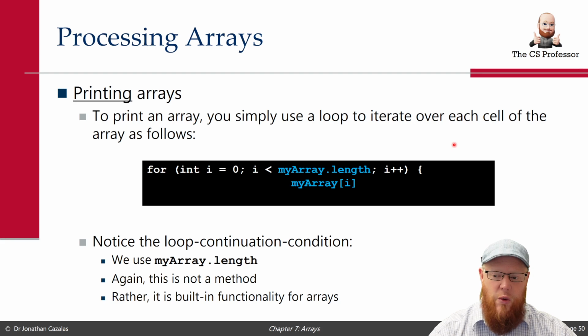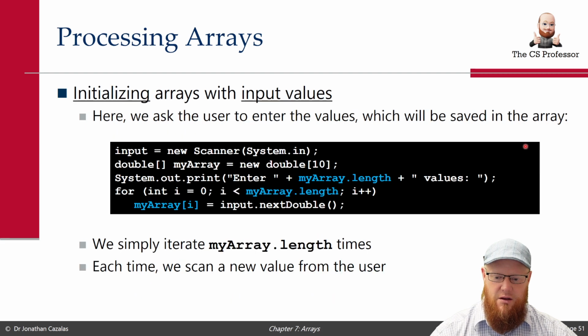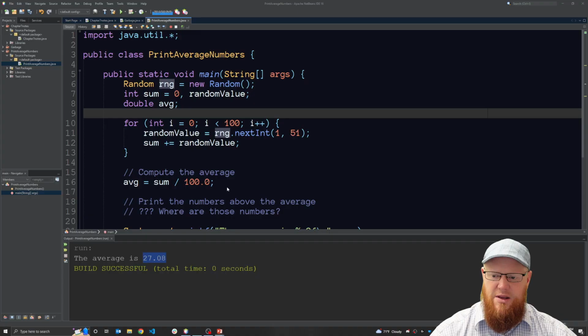It's going to be fun. Let's go right through this. If you're given an array, how do you print that array? We simply use a loop to iterate over every single index of the array. And I don't know why my print statement is not showing.